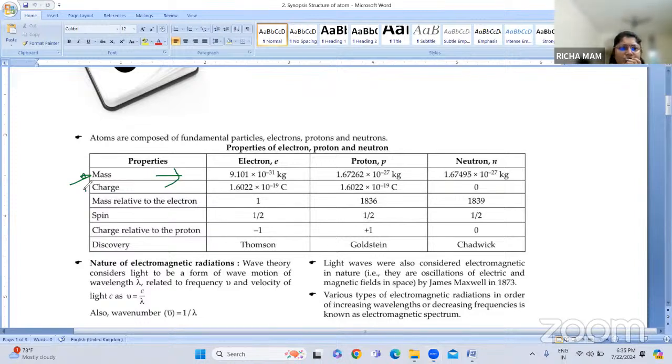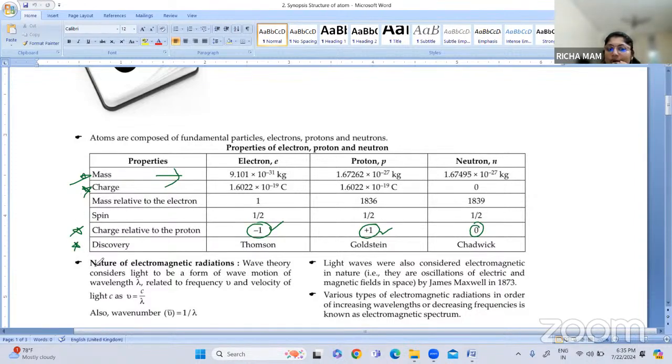Then what we need to remember? Mass and charge. Then we have to remember the charge with respect to proton. We know electron is a negatively charged particle. Proton is a positively charged particle. So we represent proton as +1, and electron is represented as -1. And neutron, it is a neutral particle which is given as 0. The charge is 0. So this is a relative charge. Please remember these things.